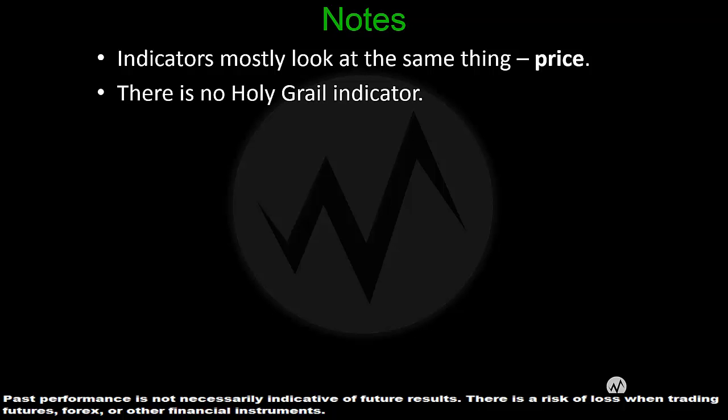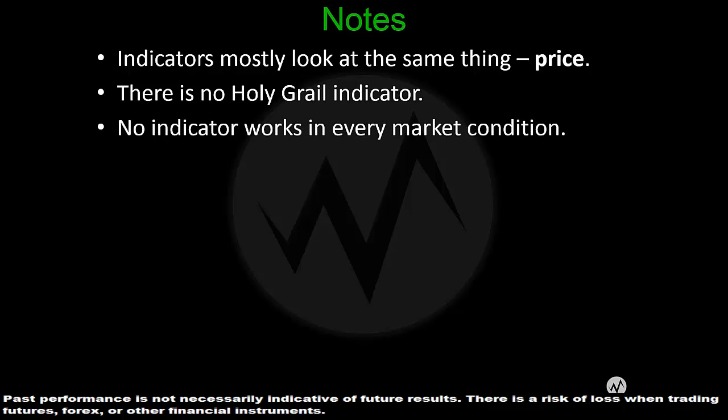There is no holy grail indicator. A lot of people spend a lifetime searching for this indicator to make sure they find the best one. They'll never work, they'll never happen. No indicator will work in every market. It's all about choosing your tool for the right time. Just because a trend indicator works in a trending market, it'll probably be destroyed in a ranging market. So you need to know when to use your tools and how to use them properly.